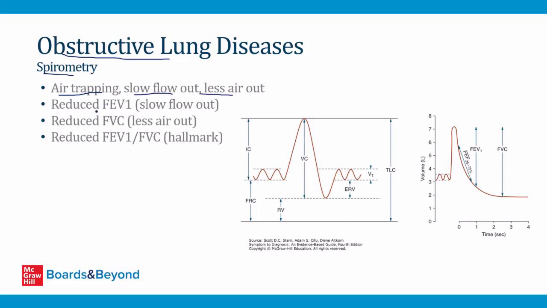This means that the FEV1, the forced expiratory volume in 1 minute, goes down because of slow airflow out of the lungs from obstruction. There's also a reduced forced vital capacity because patients are able to blow out less air because of the obstruction to airflow. And then finally, the ratio of FEV1 to FVC falls in obstructive lung disease compared to normal. This is the hallmark of all obstructive lung diseases and distinguishes them from the other form of chronic lung disease, which is restrictive lung disease.